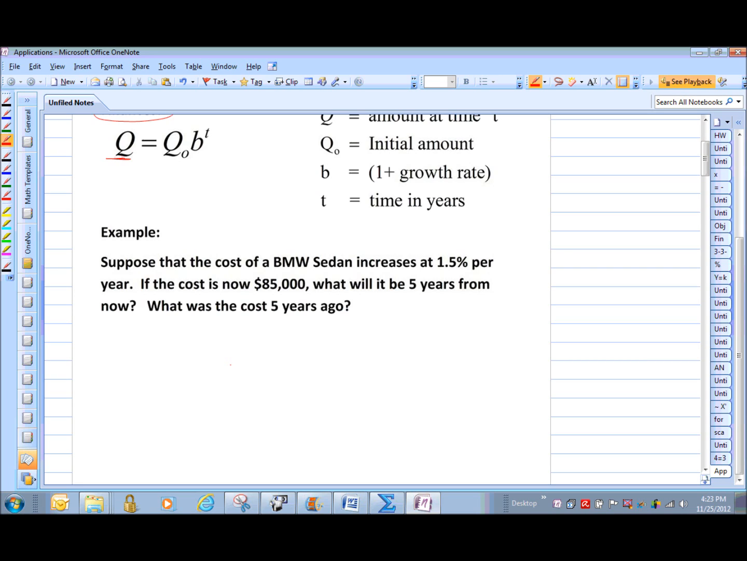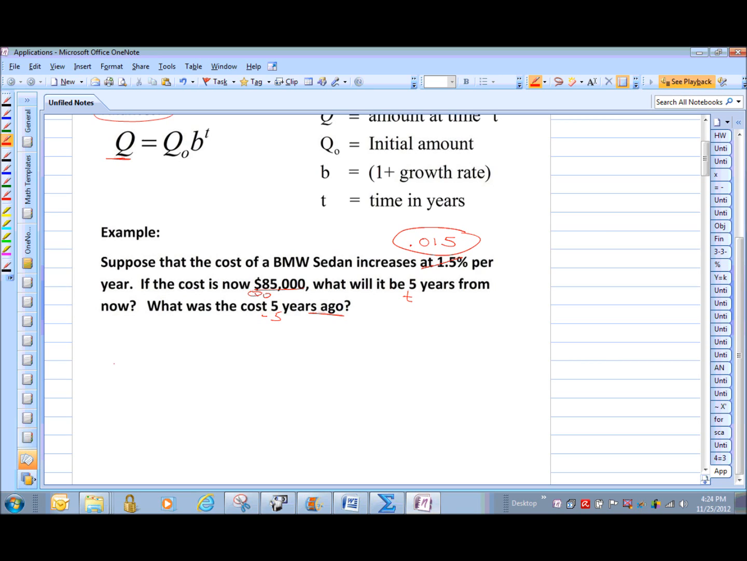The first thing I see is that $85,000 is our Q sub 0. That's our initial amount. The next thing I see is this 1.5%. In all of these problems, you must change your percentages to a decimal. So like the Beyonce song says, go to the left, and this would now be as a decimal 0.015, and that's really important. And of course, T will be time in years: 5 years from now, and 5 years ago will be a negative 5. That's something I don't know that we have done before.